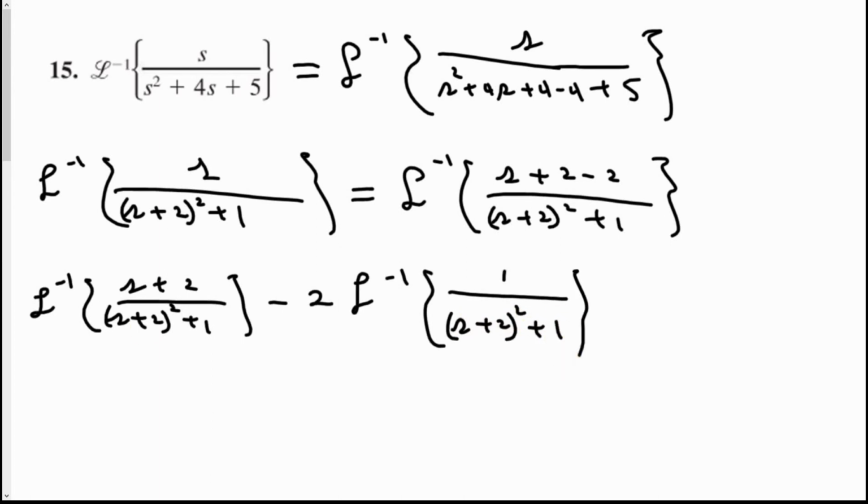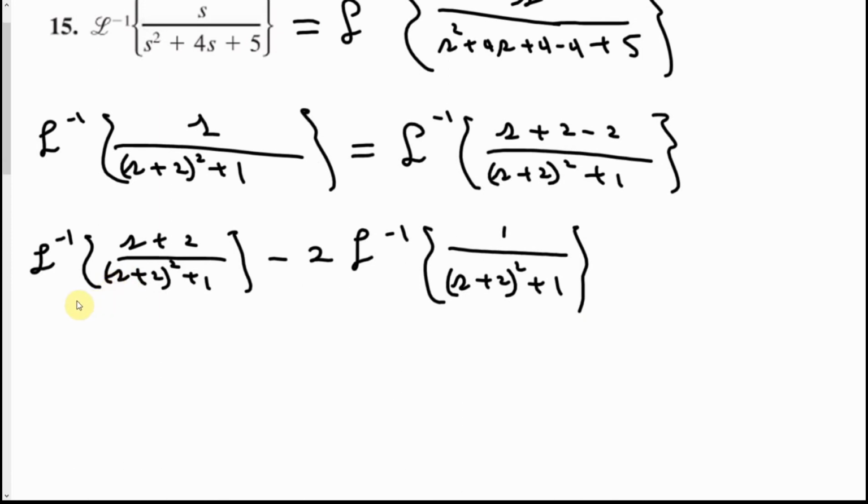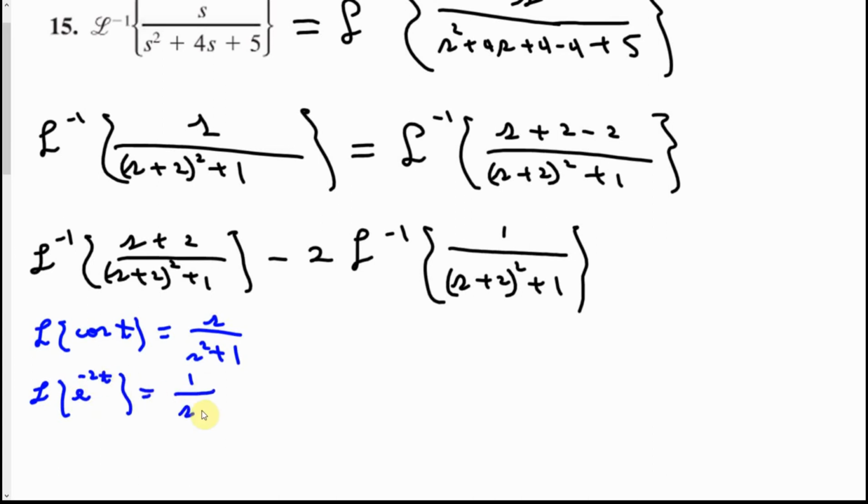So two things that I see operating with the first inverse transform. I see the Laplace transform of cosine t. Now what is that? That is s over s squared plus 1. Then I also see the Laplace transform of e to the negative 2t. Well, what is that? That's 1 over s plus 2. So here, this inverse transform is identically e to the negative 2t times cosine t.